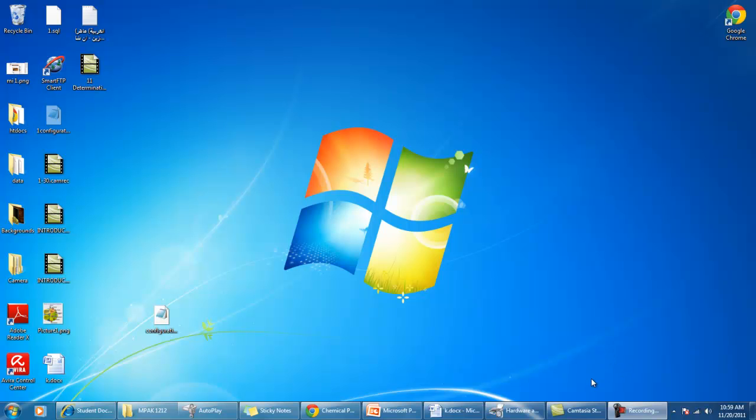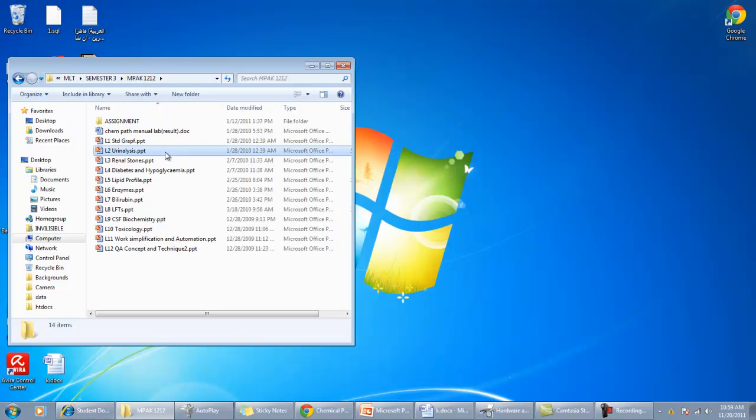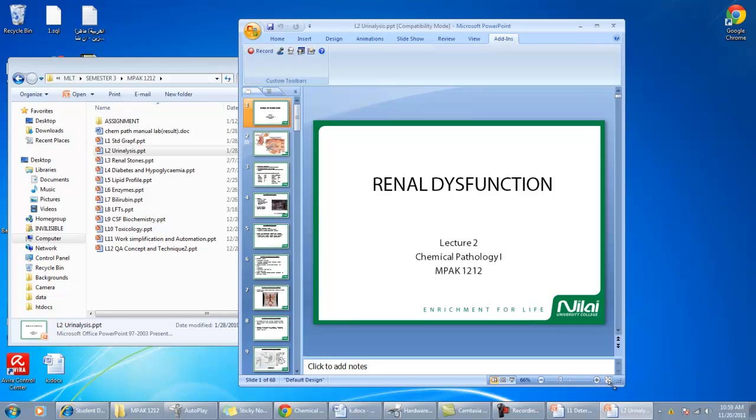Hari ini kita akan melalui 3 topik mengenai buah pinggang ini, itu urinalysis, renal stones dan renal function test, clearance test. First, through urinalysis. Okay, renal dysfunction.